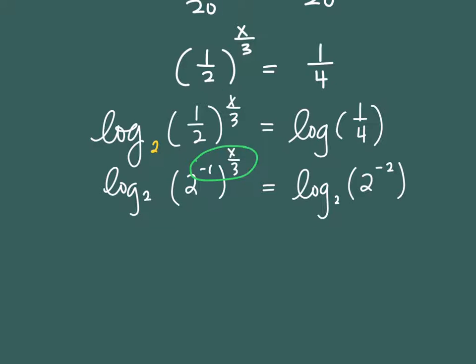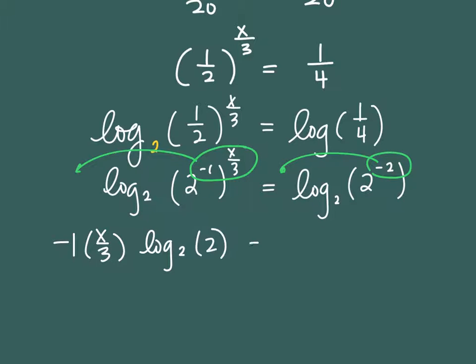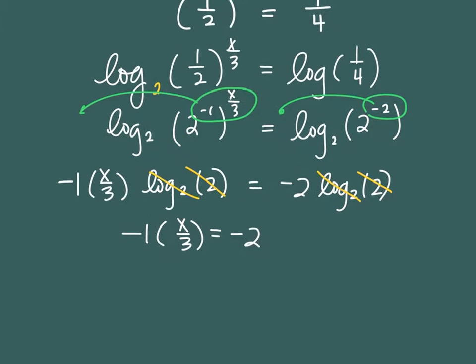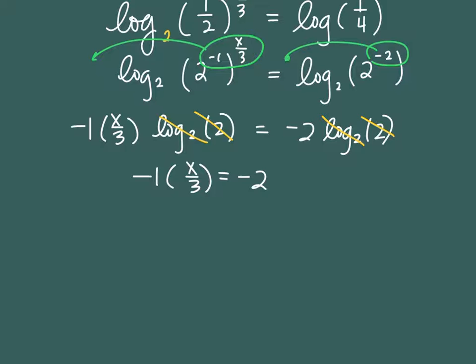Both of them. Didn't I pull 2 things to the front last time? I pulled x plus 2 to the front last time. So we're going to have -1 and x over 3 in front of log base 2 of 2, and we're going to have -2 in front of log base 2 of 2. The log base 2 of 2 on the left cancels out, and the log base 2 of 2 on the right cancels out, and I'm left with -1 times parentheses x over 3 equals -2. And I just need to get my x alone now. So what shall I do to both sides next?